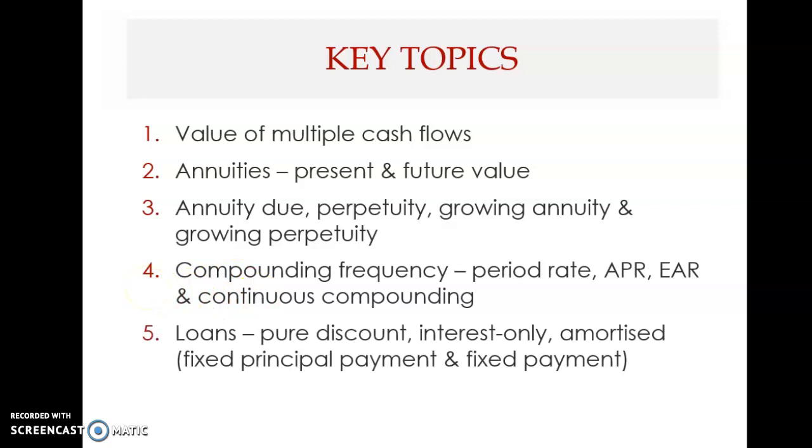And number 5, the last key topic, we'll look at loans, different types of loans, which is an application of time value of money. We look at pure discount loan, interest only loan, and amortized loan. For the amortized loan, there are 2 types: fixed principal payment loan and fixed payment loan. The fixed payment loan is a bit more popular, but we look at these 2 together. So as an outline, this is what we're going to look at in chapter 6.